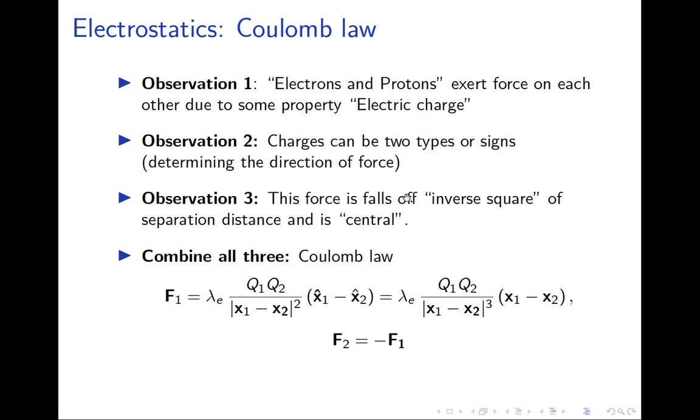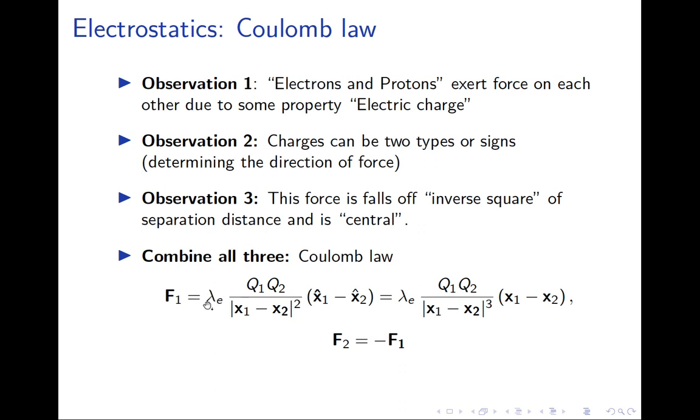So if you combine all three observations, this is what you get. You have two charges, 1 and 2, with charges q1 and q2 respectively, located at position vectors x1 and x2 respectively. Coulomb's law tells you that the force on charge 1 due to charge 2 is proportional to how strongly q2 is charged, and of course also proportional to how strongly q1 is charged. And it is proportional to the inverse of the square of the distance separating them, and it is along the line joining 1 and 2. This is combined in this equation.